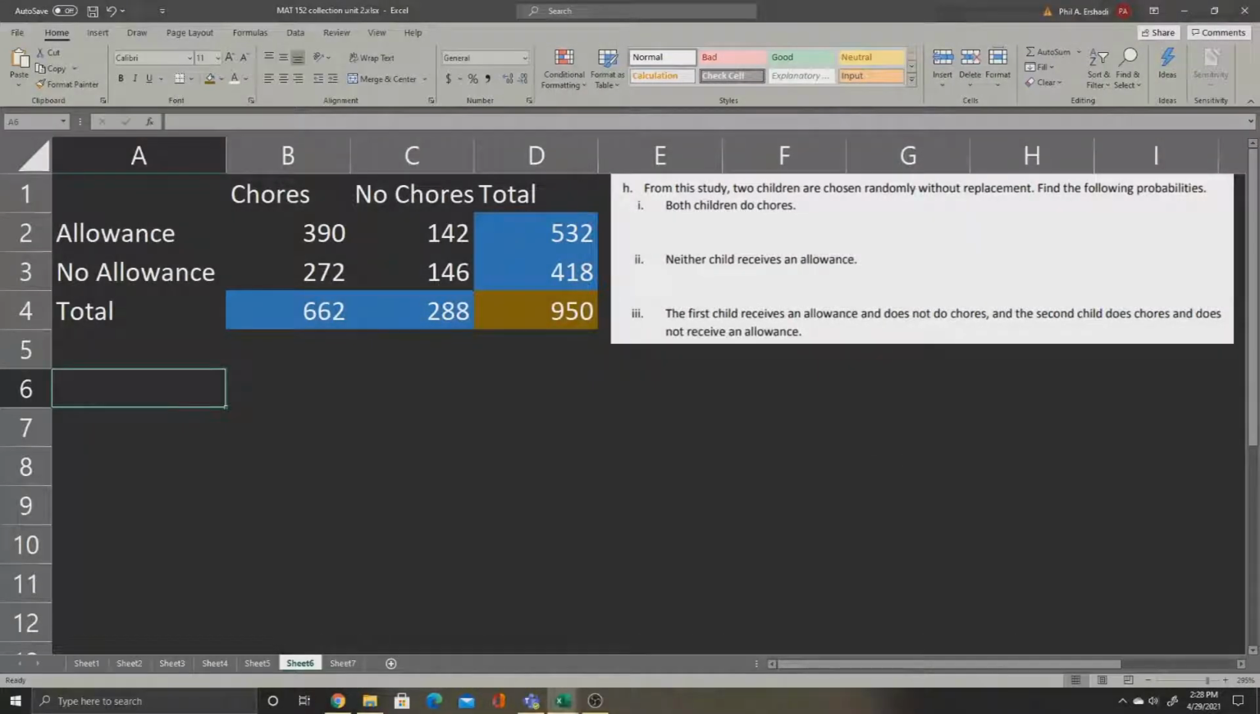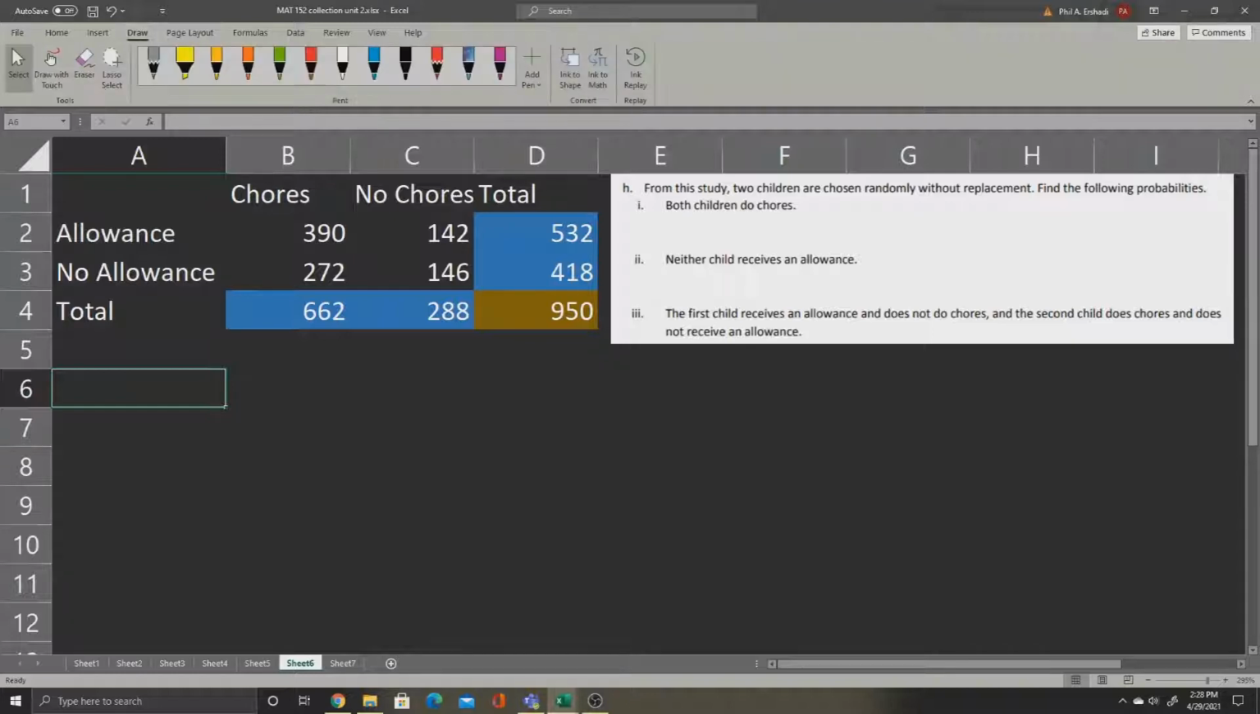In this problem, we'll look at a series of two events. We are told that we are selecting now, rather than one child, two children in a row without replacement. And we are asked to find some probabilities. Part 1 asks, what's the probability that both children do chores? Now, since we have two events, we have to calculate two separate probabilities.